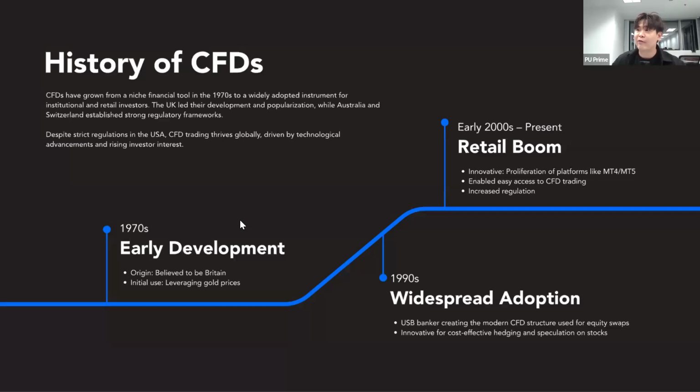So now we are going to cover the history of the CFD industry. Early development was in the 1970s, and it started in Britain. Initially people used CFDs to leverage gold prices, because during that period there were not a lot of sellers willing to sell gold in the market. So let's say an investor thinks the gold price might go up aggressively in the future, but there is no supply in the gold market. So what are they going to do? They need to find a substitute, which is the CFD.